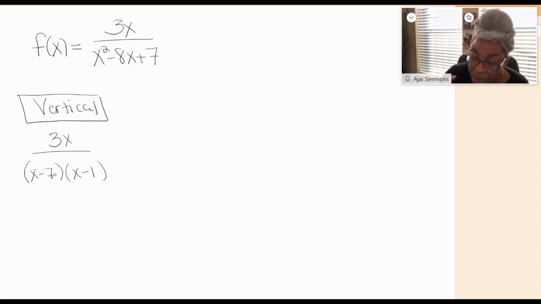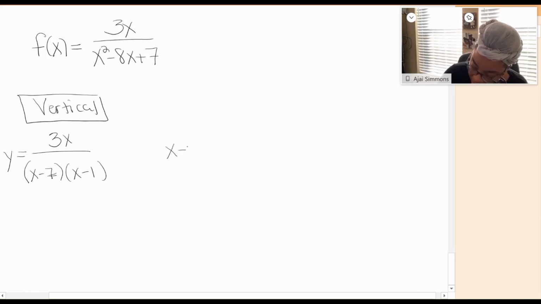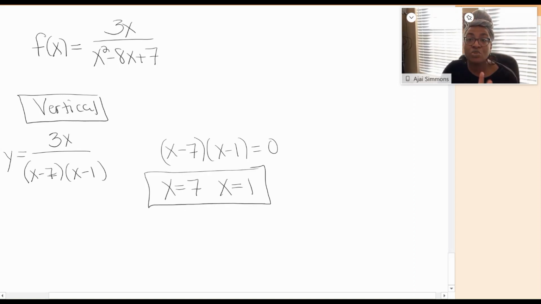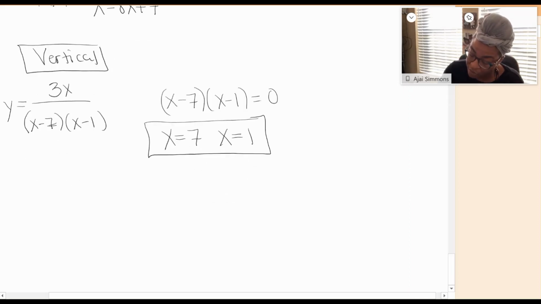But what do you do after you reduce it? After you reduce it, you set the denominator equal to 0. So if I set my denominator equal to 0, I get x is equal to +7 and x is equal to +1. This particular problem has 2 vertical asymptotes, which is possible. So you reduce it, then set the denominator equal to 0. Those are your vertical asymptotes.